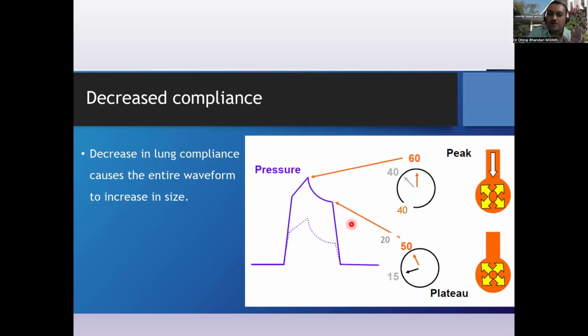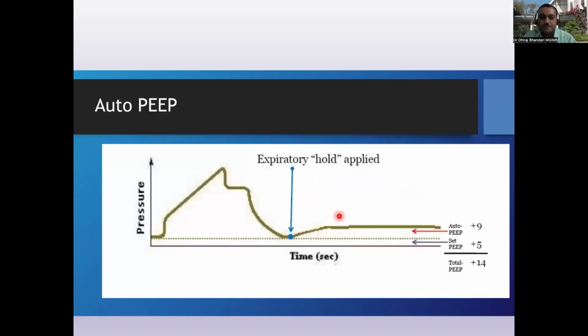So this is the important difference between peak pressure and plateau pressure, and it is very easy to do. If you are on volume control ventilation, especially if your patient is sedated, paralyzed, you can put an end expiratory hold, and you will be able to see the pressures, I'm sorry, end inspiratory hold.